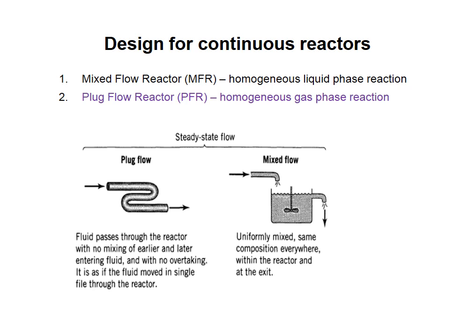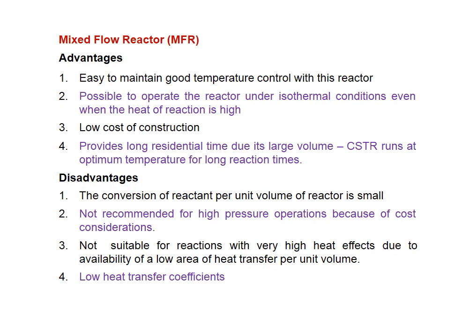In a plug flow reactor, the fluid passes through the reactor with no mixing of earlier and later entering fluid, or with no overtaking; the fluid moves in single file through the reactor. In a CSTR, or a mixed flow reactor, it is uniformly mixed, with the same composition everywhere in the reactor.